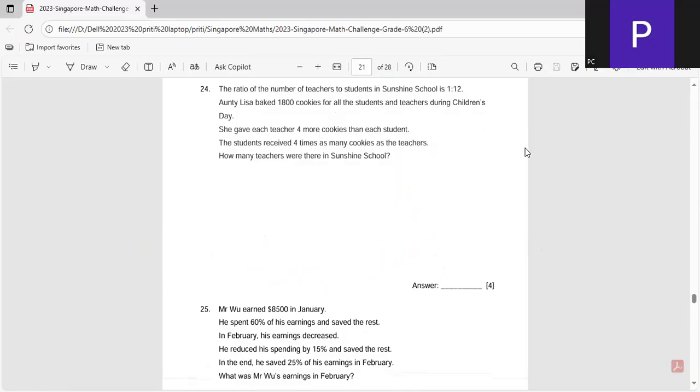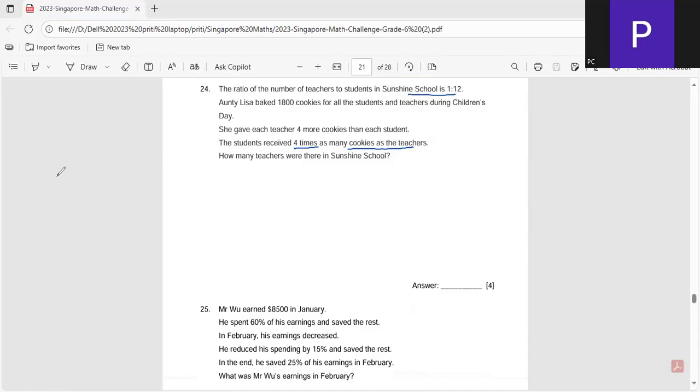Question number 12. The ratio of the number of teachers to students in the Sunshine School is 1:12. Aunt Lisa baked 1,800 cookies for all the students and teachers during Children's Day. She gave each teacher 4 more cookies than each student. The students received 4 times as many cookies as the teacher. So there are too many conditions here.